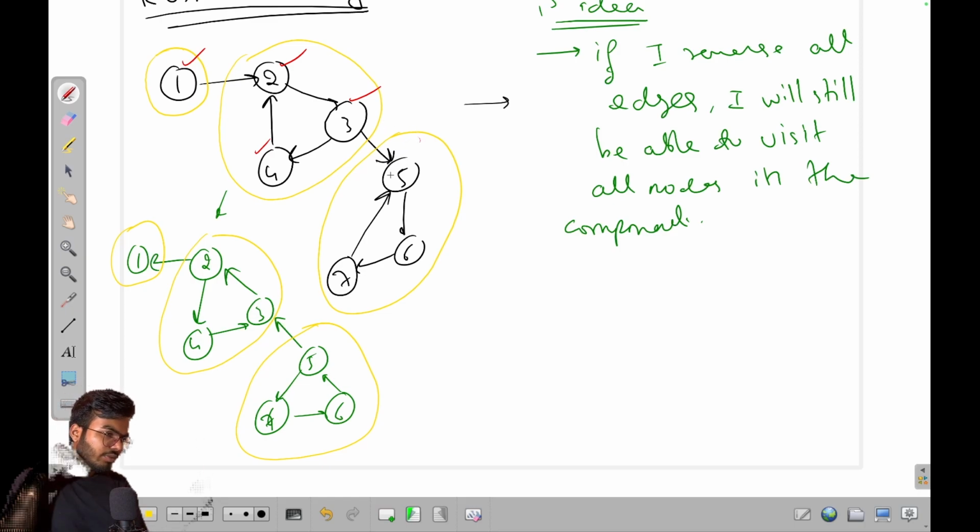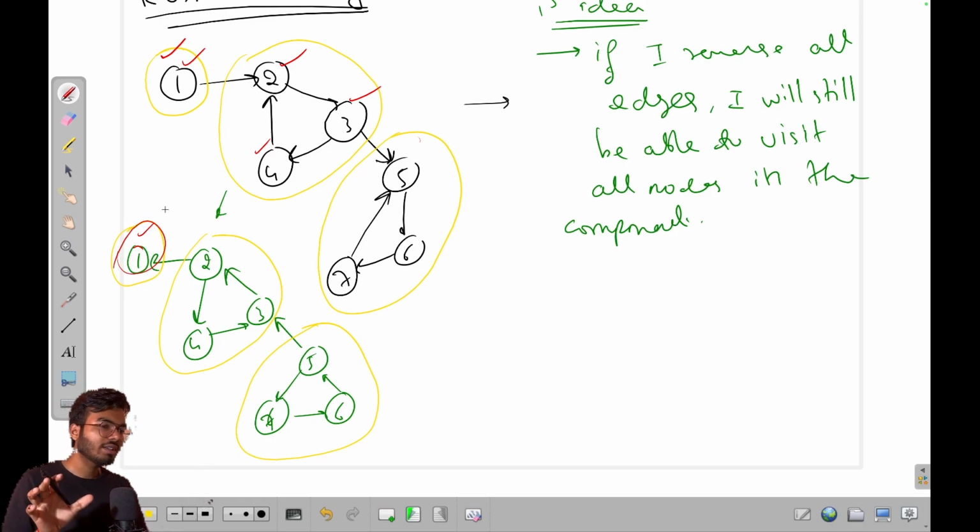So what I can do is, let's say I start my DFS from node 1. So I'm starting my DFS from node 1, and I saw that node 1 was unvisited. Now I will do my DFS in the reverse graph. So in the reverse graph, from 1 I can't go to any other vertex, so I will say my DFS ended. So 1 is a separate strongly connected component.